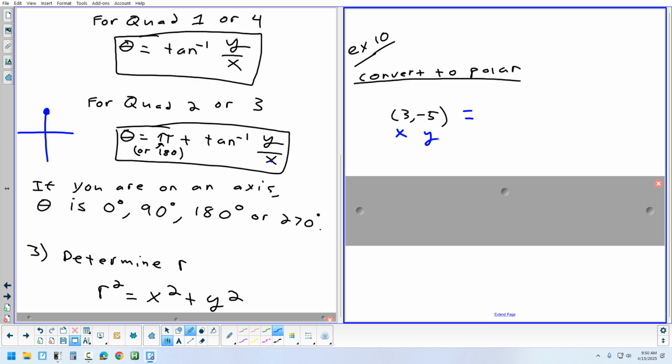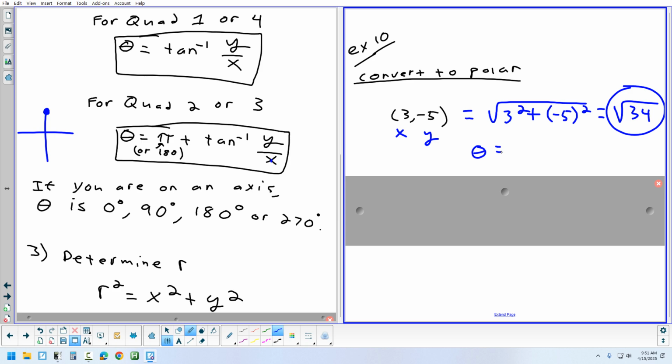So we're going to have the square root of 3 squared and negative 5 squared. I'll write it out so you can see it. That's going to give me a radius of square root of 34. Okay, so there's your radius.